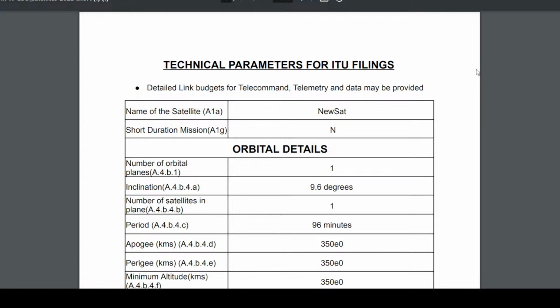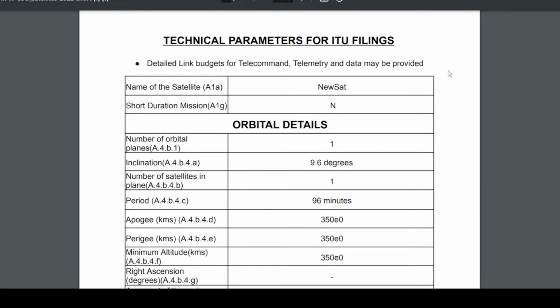So, please may I have your attention, everyone. We will now begin with the frequency modulation form filing, which is basically the requirement for understanding how to fill the ID, and all the definitions mentioned in the prior presentation would be very helpful in filling out this form. So, firstly, the name of the satellite would be NewSat. The short duration mission or a long duration mission depends on the months or the years the satellite is going to be active. So, we are just going to keep it N for right now.